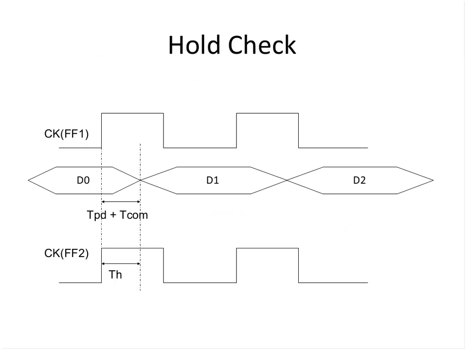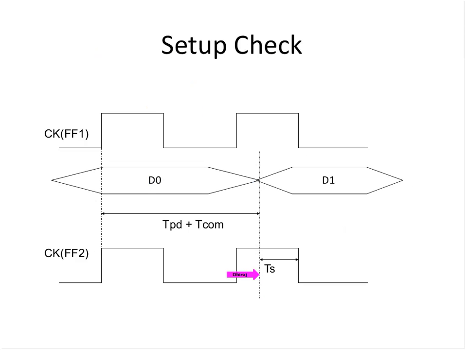Okay. Let's go to hold check. Just look at this figure carefully. What the setup check is trying to do is make sure that FF2 captures D1 properly. That means D1 should be set up properly before FF2 can capture it. The diagram is not too good: the negative edge is shown as the capture edge, but it doesn't matter, you could shift the process to here if you want. So the setup check makes sure that FF2 captures data properly. What data? The data D1, the new data that FF1 launches.